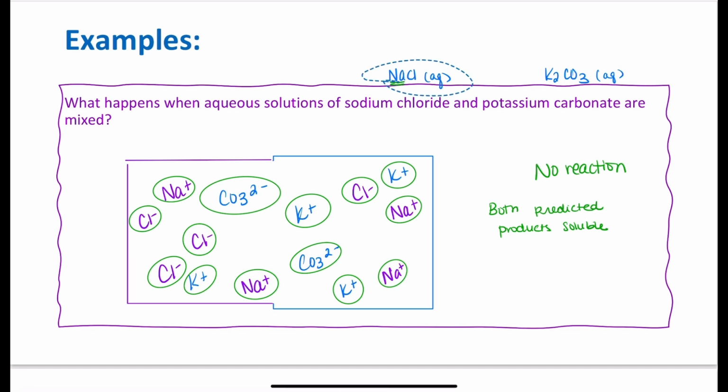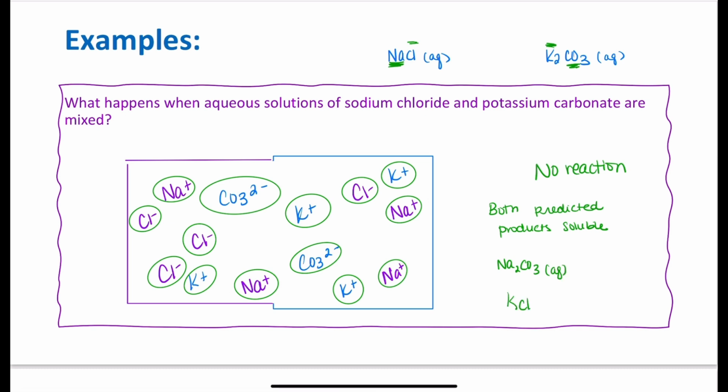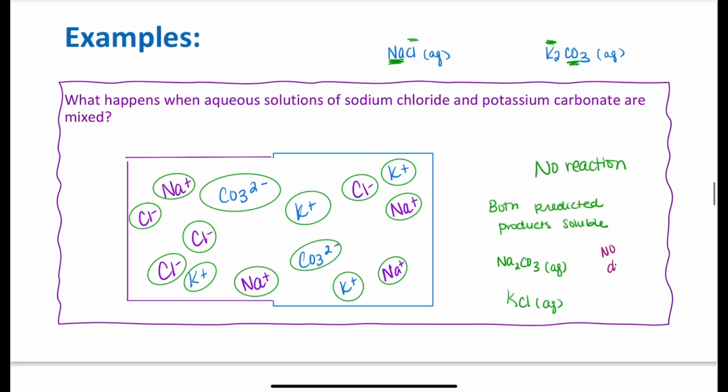Again, you predict it by taking the cation of one to the anion of the other, cation of one to the anion of the other. And so Na2CO3 is soluble. KCl is soluble. There's no driving force to this reaction. Therefore, there's no reaction. Nothing's going to happen.